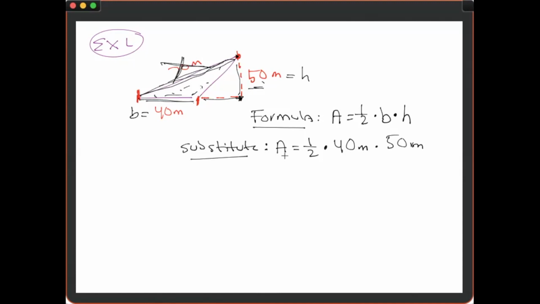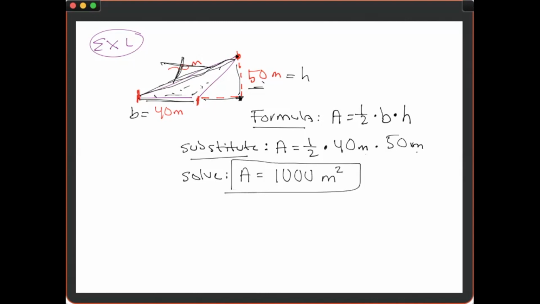So now that we have your substitution, all we need to do now is to solve, all right? So to solve, you go A equals 1/2 times 40 times 50. Well, in this case, you can kind of do it in your head, because half of 40 is 20, and 20 times 50 is 1,000. So let's write here, area equals 1,000 meters. Remember, meters times meters is meters squared, and this is your answer.